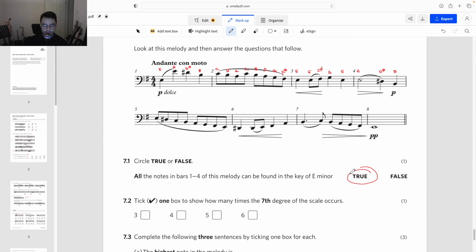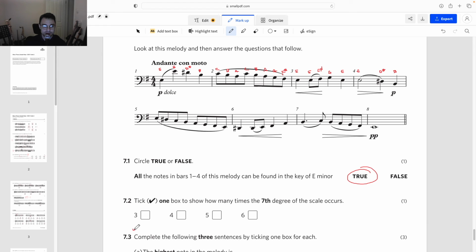7.2. Tick one box to show how many times the 7th degree of the scale occurs. What is the 7th degree? See, we have to know that this is in E minor. We have to be able to intuit that from what's written here. From those subtle clues, like the key signature, the last note there being an E, this D sharp being the leading note back up, leading us to believe that it's some kind of harmonic minor that's going on here.